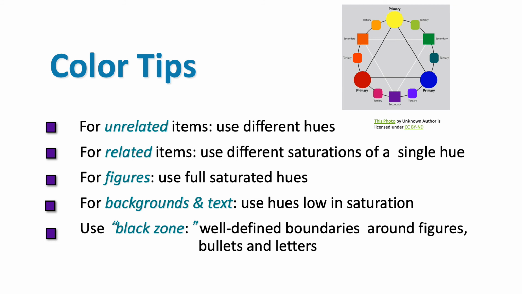And then we have different tips on using colors. For unrelated items, use different hues. For related items, sometimes different saturations of a single hue. When you're using figures, numbers, etc., we like really fully saturated colors. Background and text, make sure that there are stark contrasts there. What's called the black zone is making sure that you can clearly see the edges of letters, bullets, and figures.